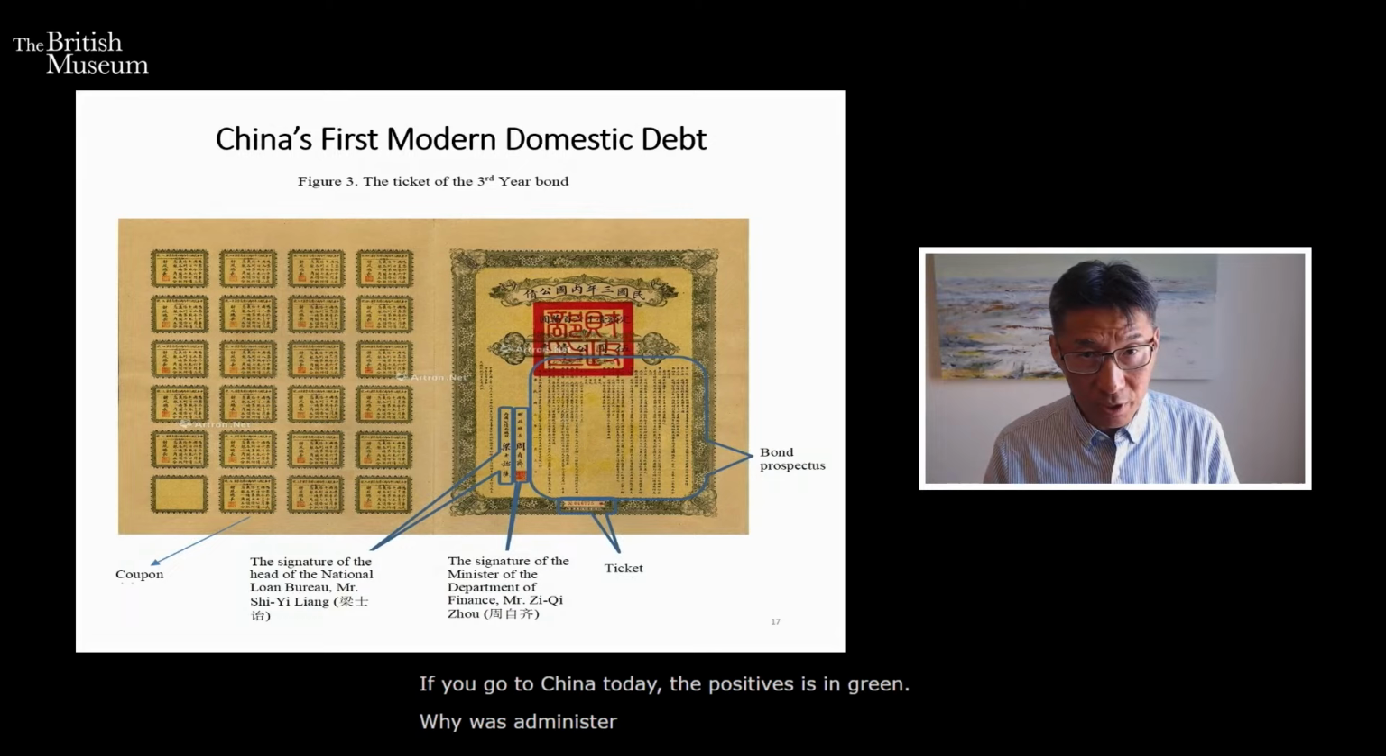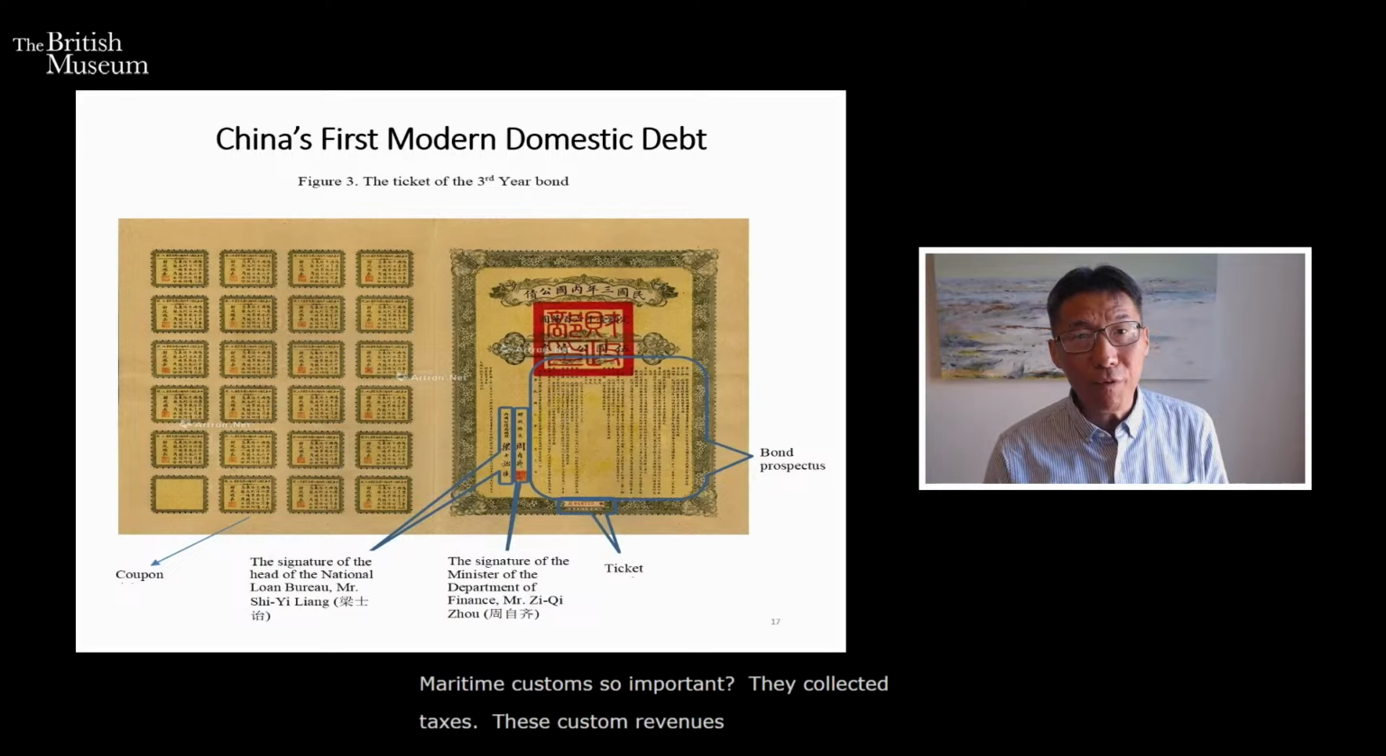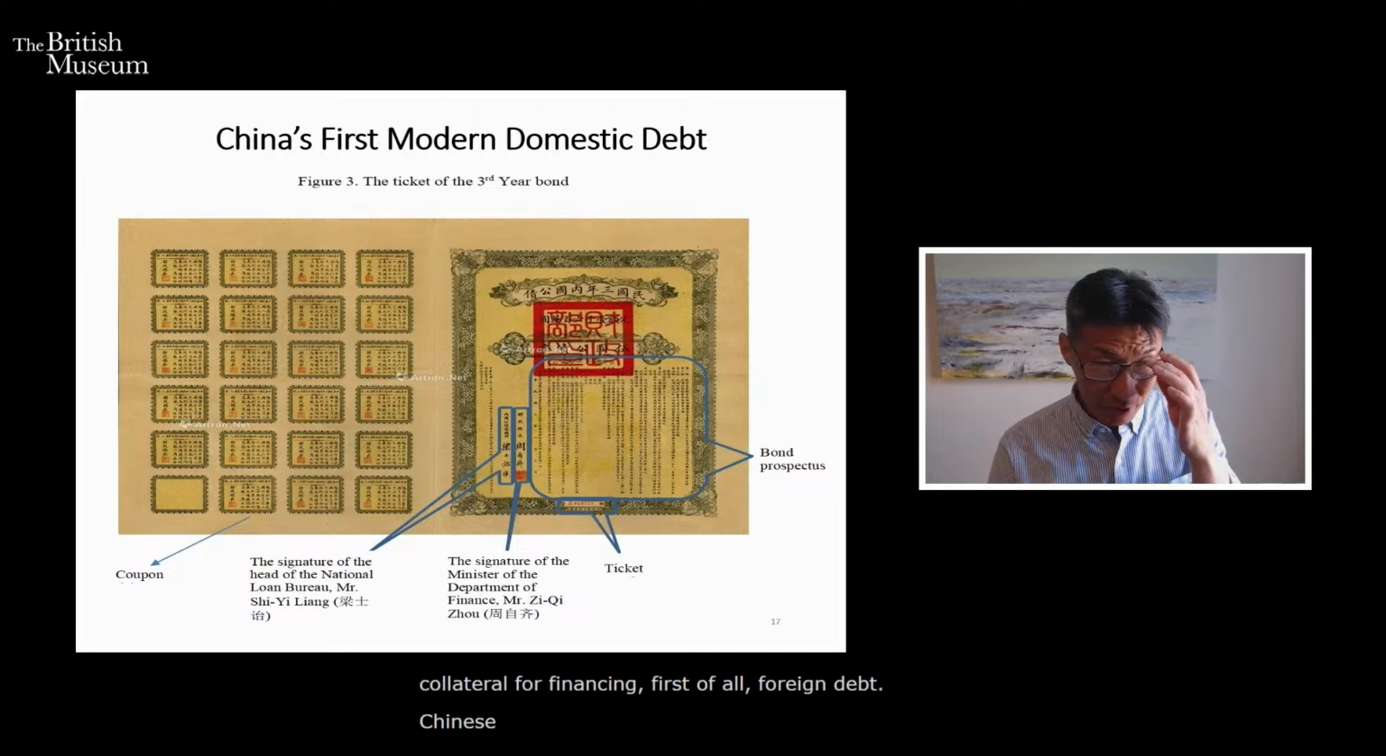These tax revenues were actually part of what you could sometimes call Western imperial control. These customs revenues were used as collateral for financing. First of all, foreign debt, Chinese borrowing from foreigners, and later on Chinese domestic debt. So in 1914, China issued its first domestic debt.